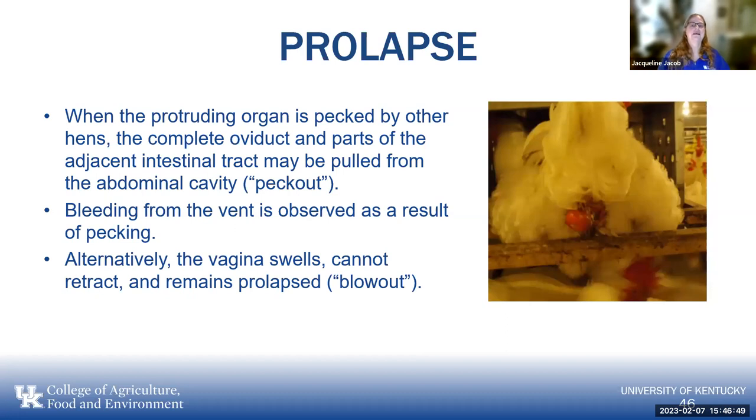So when the protruding organ is pecked at by other hens, the complete oviduct and parts of the adjacent intestinal tract, because they're connected at the cloaca, may be pulled out. They call that a peck out. So you get a dead bird, you open it up, it has no organs in it. Bleeding from the vent can also be a result of pecking. Alternatively, the vagina swells, cannot retract, and remains prolapsed, and they call that a blowout. You can get it with any species. Chickens do not have a penis, so you don't normally get that with males. Waterfowl, such as ducks, do have a penis, and so you can get prolapse with male ducks, and I have seen that. My nephew had a problem with his breeding ducks, trying to get the penis to go back inside.